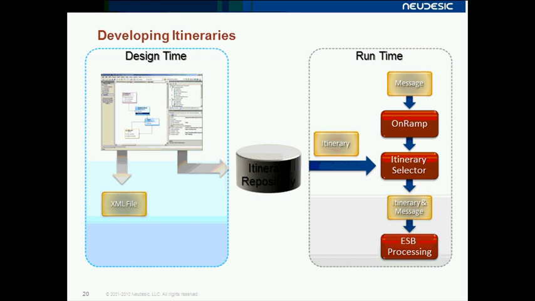Usually you're going to use something like the itinerary selector on your on-ramp to determine which itinerary to use. But again, that itinerary repository is your deployment location for those itineraries. And the key piece there is that you now have a single place where you're deploying these itineraries, instead of potentially including them with clients.